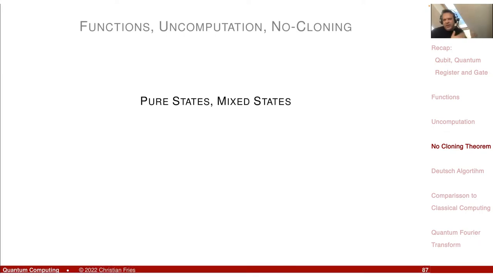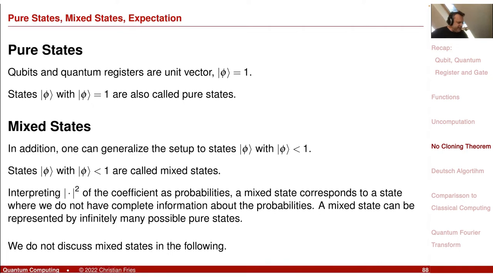A last remark in this section, where I go through a mixture of many different topics, is that of pure states and mixed states. In this lecture I was always talking about pure states. So qubits and quantum registers are unit vectors, having norm one. These states that have norm one are also called pure states. So whenever I was talking about a qubit or a quantum register, I was talking about a pure state.